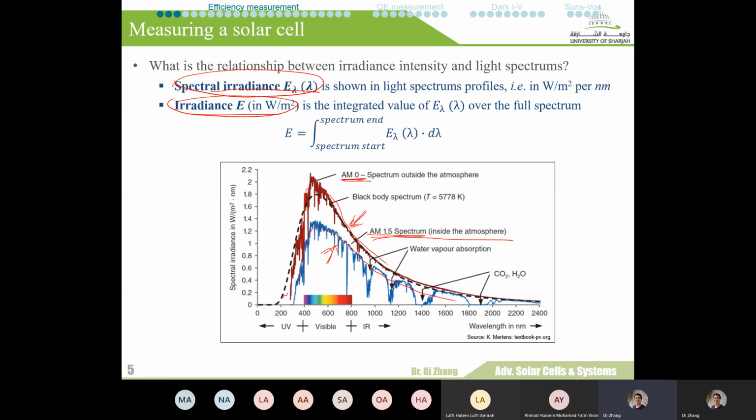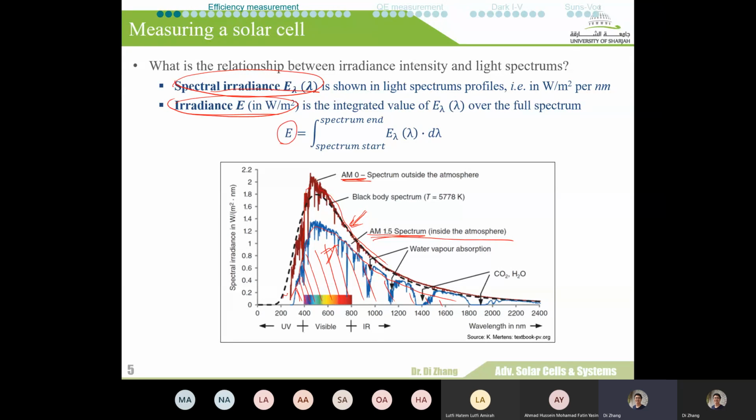Okay, and what is the correlation between the spectral irradiance and the irradiance? Well, from the spectral irradiance, if you do integration versus the wavelength, the area under the curve, that will give you the overall irradiance from the spectrum.